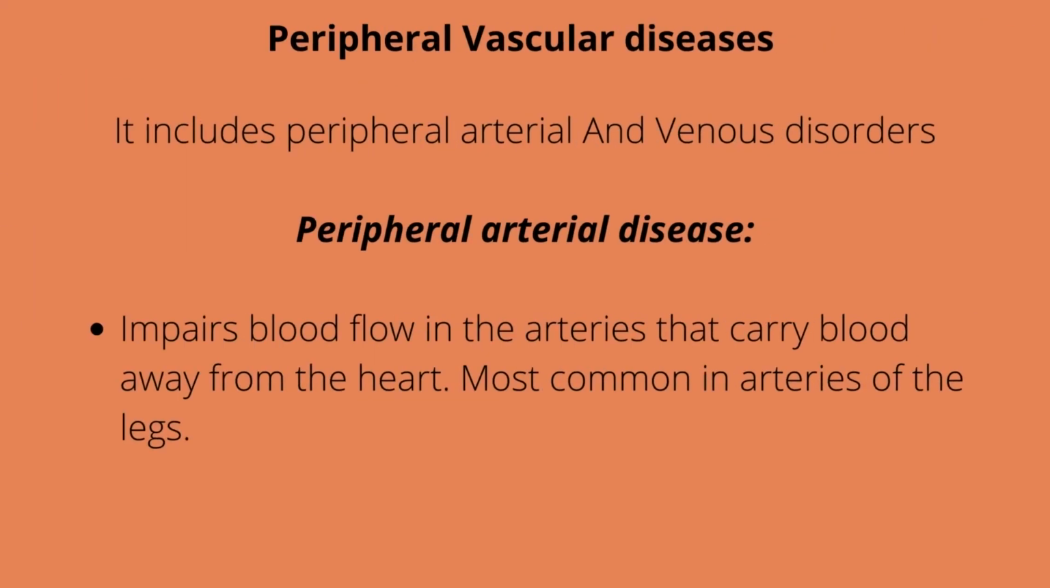Okay. Our next disorder that we're going to talk about is peripheral vascular disease. This includes both peripheral arterial and venous disorders. So peripheral arterial disease impairs blood flow in the arteries that carry oxygen. Remember, arteries carry oxygen away from the heart. It's most common in the arteries of the legs.